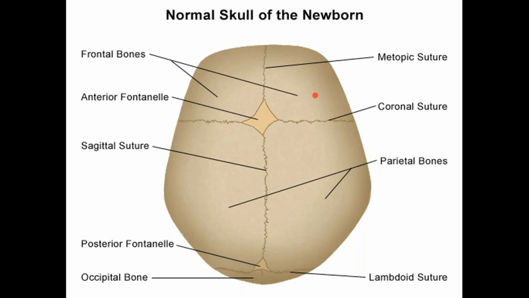Now these are important definitions regarding labor: the lie, the presentation, the presenting part, the position, and the engagement. You should know about these. What is the definition of the lie of the fetus? Yes, it is the relation of the longitudinal axis of the fetus to the longitudinal axis of the uterus.